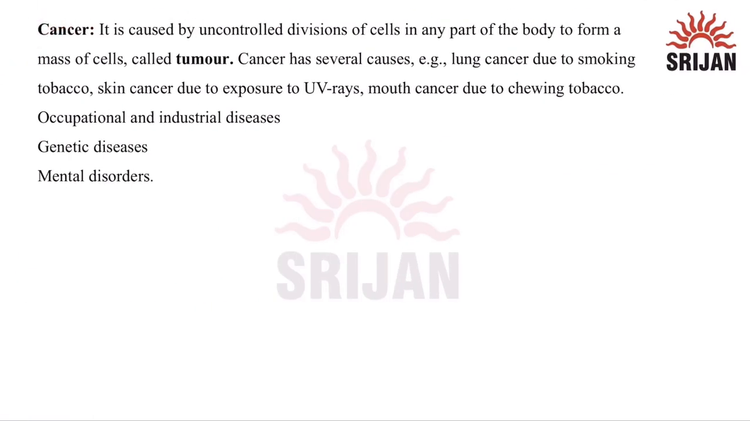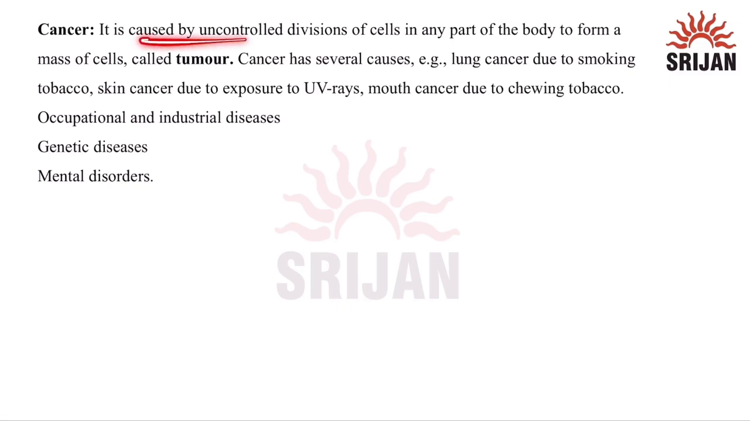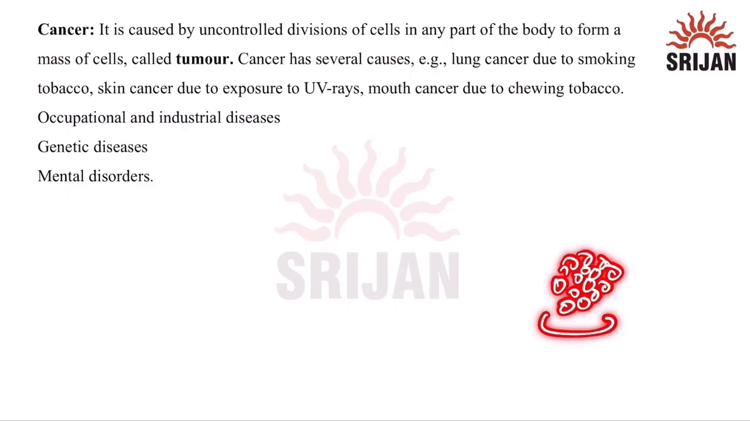Now, cancer. This is our body cells. Normally they divide, and they are dividing under a controlled manner. Cancer is caused by uncontrollable division of the cells in any part of the body to form a mass of cells. Now this is like, say, a mass of cells, and we call this tumor.